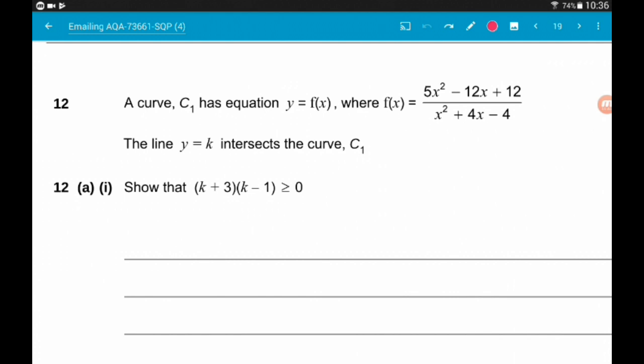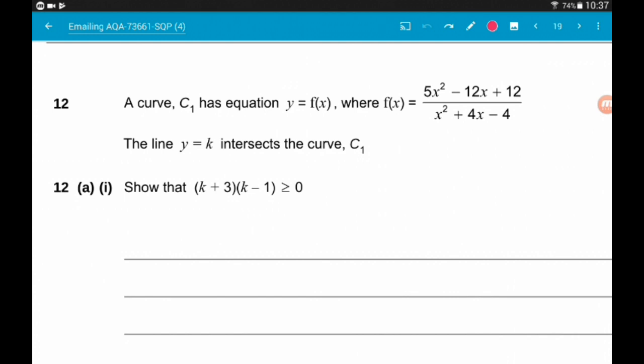So, quite a big one. I'm going to run through the game plan before we actually get going. The fact that y equals k intersects the curve tells us that there is a point where the horizontal line and the curve are equal, or there is at least one point where they are equal.